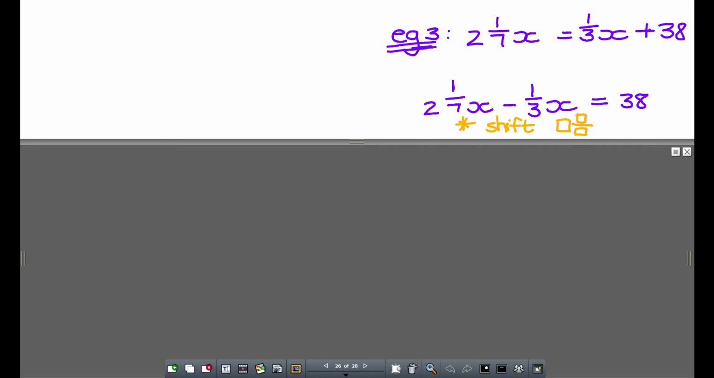Now, before we can go to step 2, we first have to simplify what we've got on the left-hand side. Can you see they both have an unknown of x? So we are allowed to go and subtract, no? Now, we don't need to make denominators the same, we use our calculator. So take your calculator and say 2 and 1 over 7 minus a third. But look at what I wrote in yellow. Please remember about the shift button when we have mixed numbers, no?